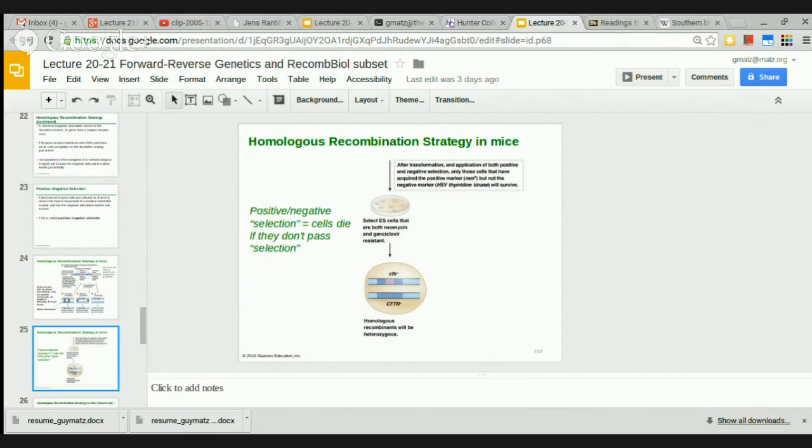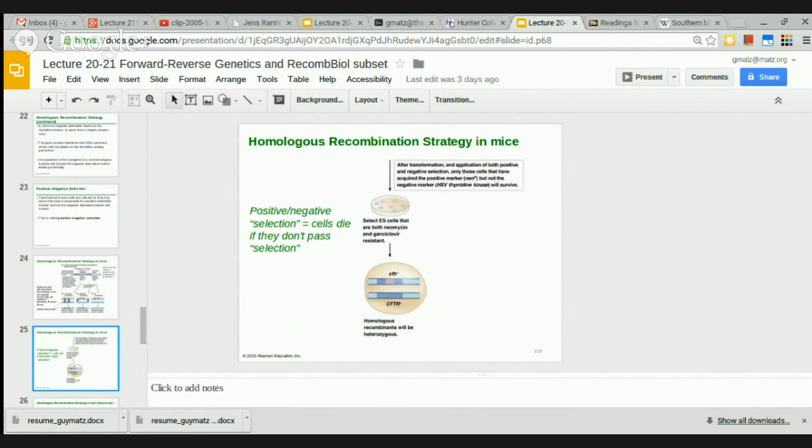in animal cells. So now you take those embryonic stem cells that you put on neomycin and ganciclovir. And one thing to remember is that these are diploid organisms. So you have now modified one copy of your target gene, but the other copy is just fine. Okay, so it's a heterozygous mutant.